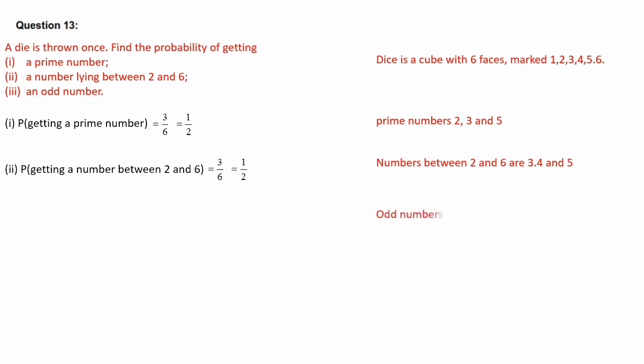Then the third question, an odd number. Here from 1 to 6, what are the odd numbers? That is what we have to check. 1, 3 and 5 are the odd numbers. Here also there are 3 numbers. So the favorable outcome is 3 and total outcome is 6. So the probability of getting an odd number is equal to 3 divided by 6, that is equal to 1 divided by 2.